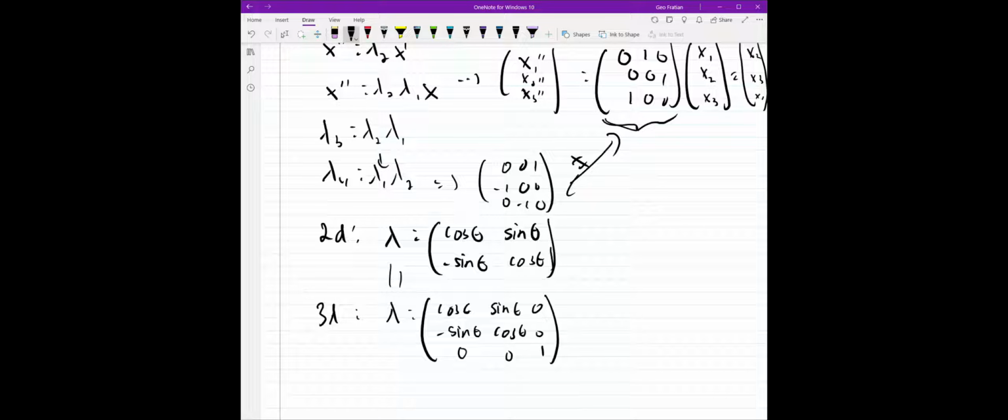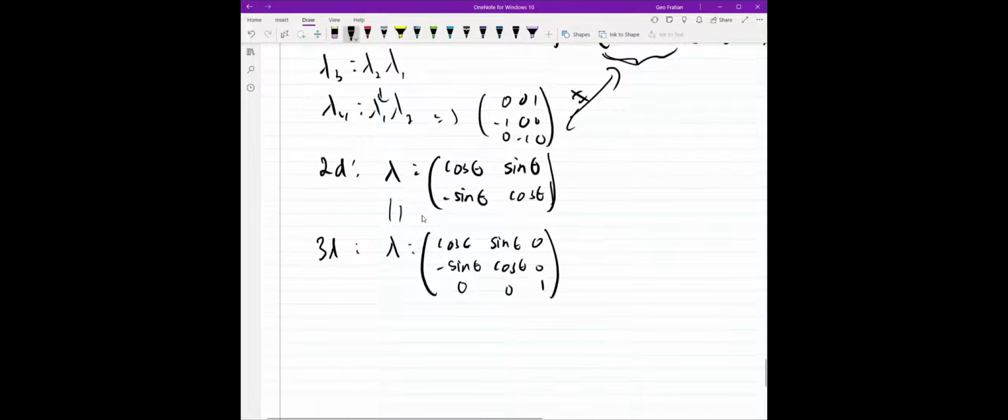But okay, these are just special matrices. See if there's anything else. There is more, but I guess I could go over determinant really quick as the last problem. Yeah, let's do determinant real quick.